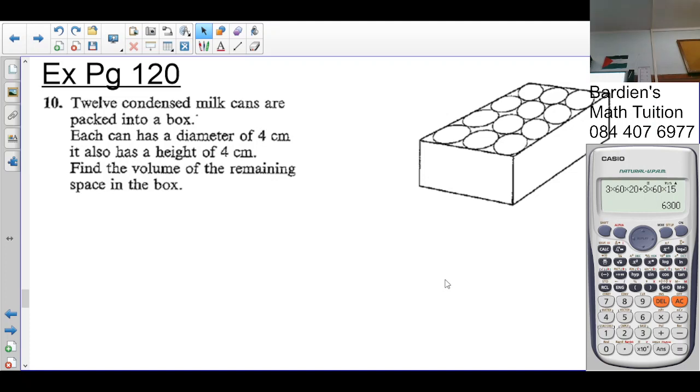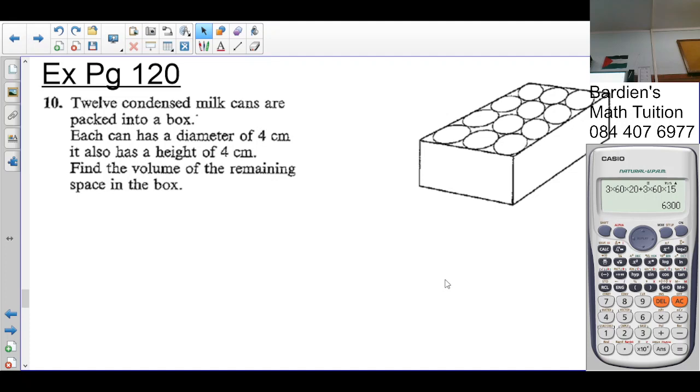Right. So we're told that 12 condensed milk cans are packed into a box. Each has a diameter of 4 centimeters. Also has a height of 4 centimeters. Find the volume of the remaining space in the box. Anybody work this one out?